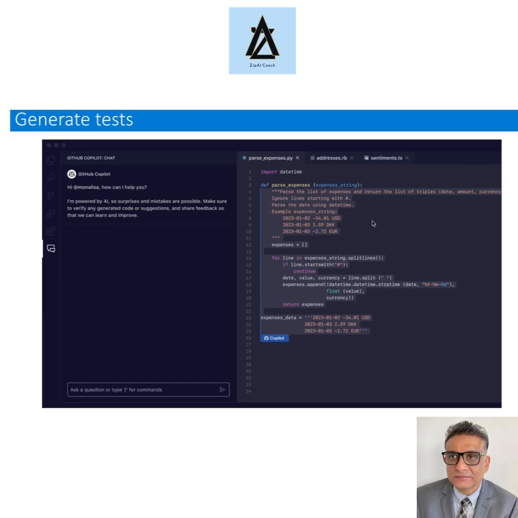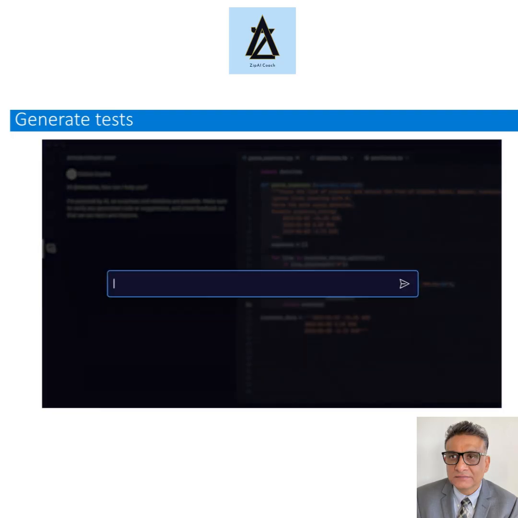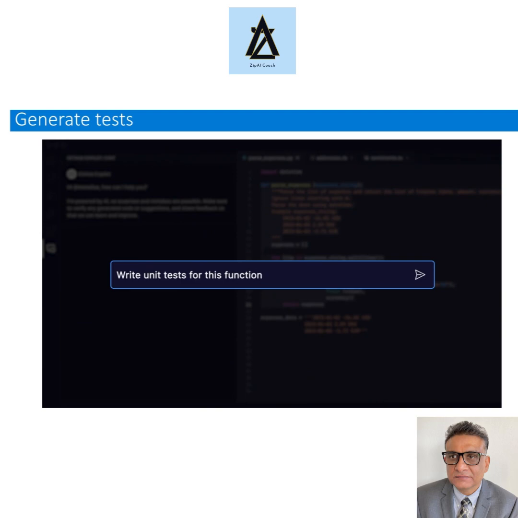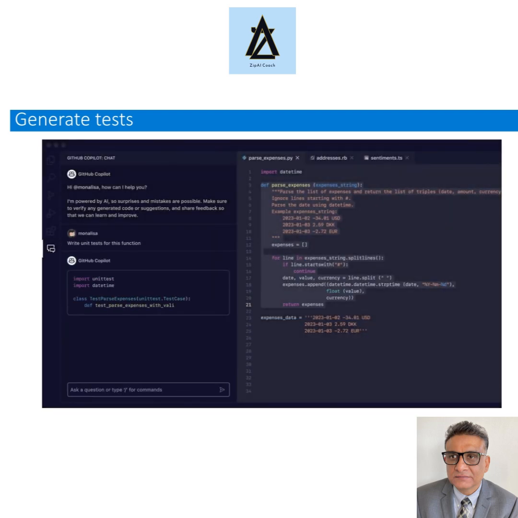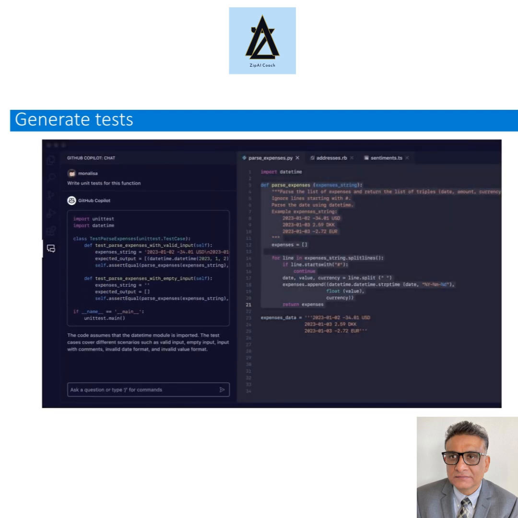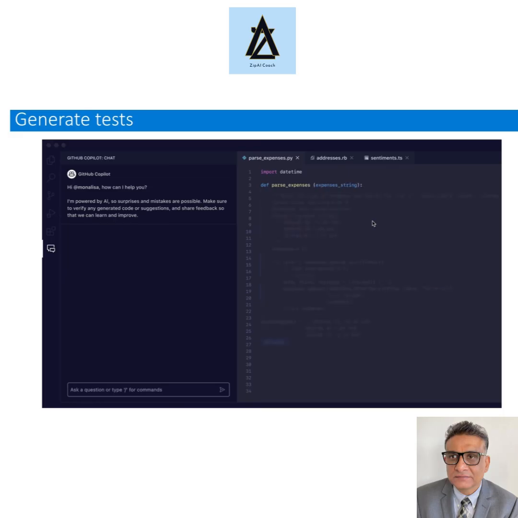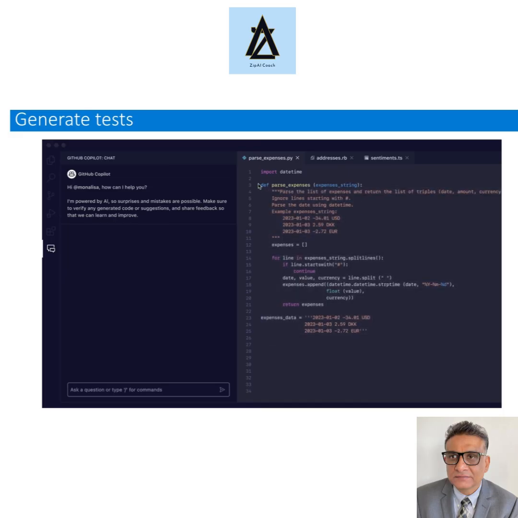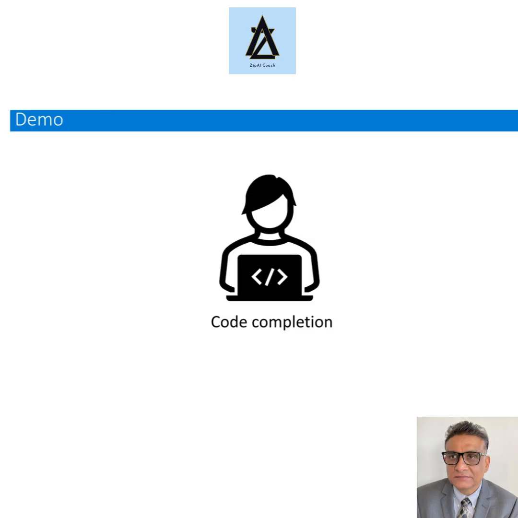You can also use Copilot if you already have code. You identify the code segment for which you want to build test cases, and it will generate the test cases for the code that you have. And we'll see all that in the demo. So let's look at the code completion demo.